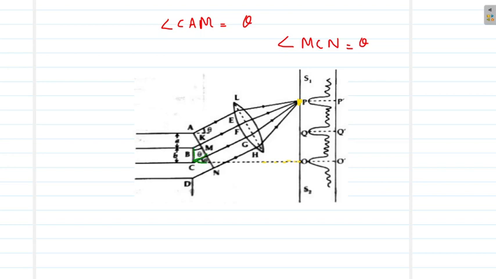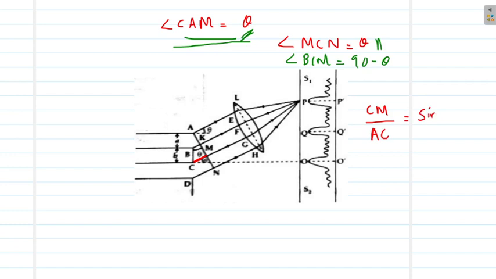Therefore, angle BCM will be 90 minus theta. And automatically, since this is a right triangle, this angle is 90 degrees. So angle CAM will be theta. If angle MCN is assumed to be theta, then automatically angle CAM will be theta. Now for that right triangle, we can write an equation for CM. CM is the opposite side. So CM divided by the hypotenuse, which is AC, is equal to sine theta.